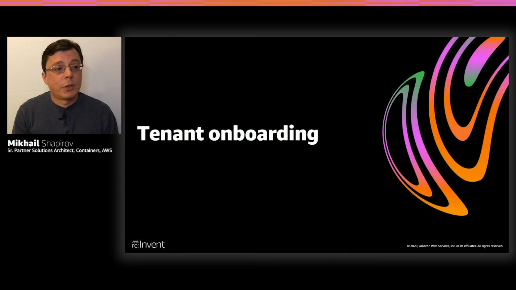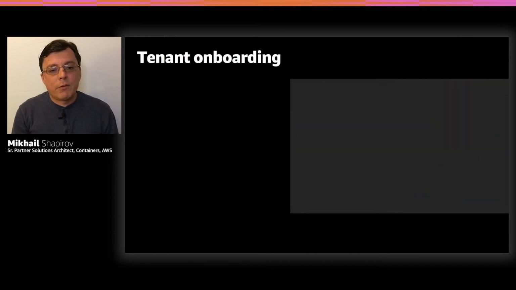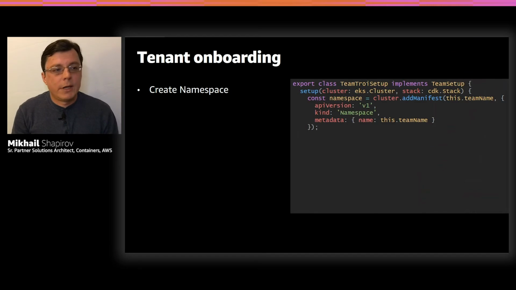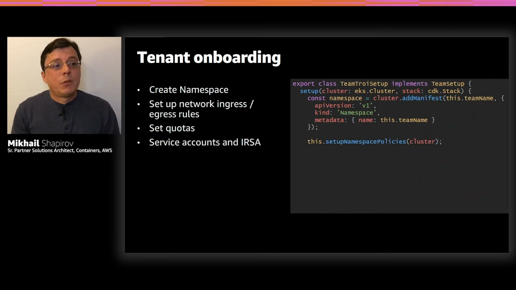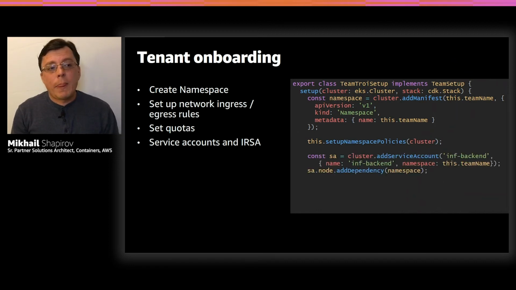Now, tenant onboarding. Once we have the cluster infrastructure provisioned, we need to create a namespace, set up network egress rules, and set quotas. Obviously, maybe you also want to label your namespace or create some annotations for injection of sidecars and things of that nature. And that's a very important part, service accounts and IAM roles for service accounts. We need to enable that team to communicate to infrastructural resources that they need to consume, whether it's a DynamoDB table or an S3 bucket. And let me show you how we can do it now.